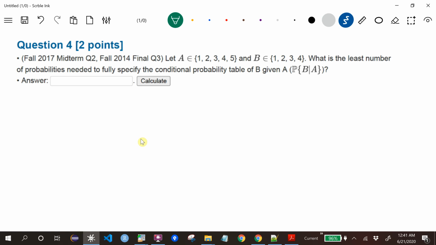This is M6Q4, and it's not a specifically difficult question. It's just, I think many people are confused. What am I asking? What is the least number of probabilities we need to specify? Or alternatively, I use the word parameters: what's the number of parameters we need to specify for a Bayes net?